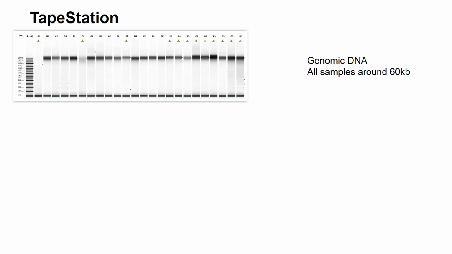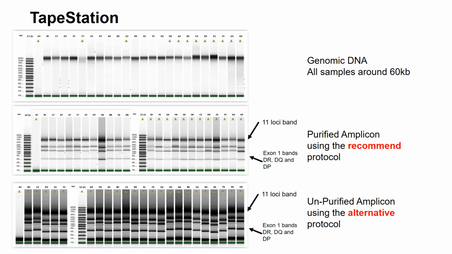After we did our long-range PCR using the alternative protocol compared to the recommended protocol, we also ran a TapeStation. As you can see here, in the middle is the TapeStation using the recommended protocol, and you can see there are 3 extra bands in the middle which represent exon 1 for DR, DQ, and DP. The top band is the 11 loci band, and the lower band represents the primer dimer.